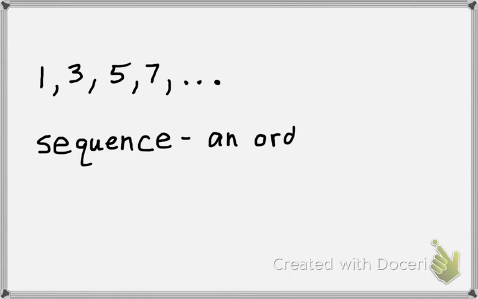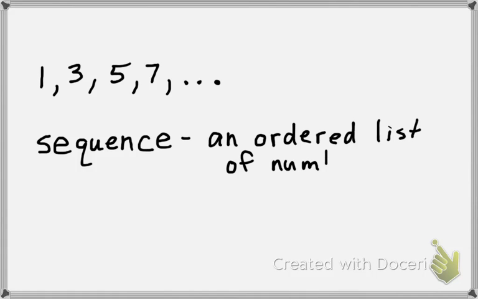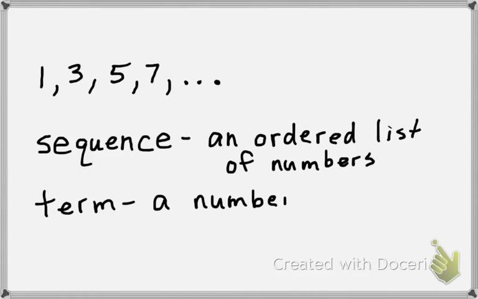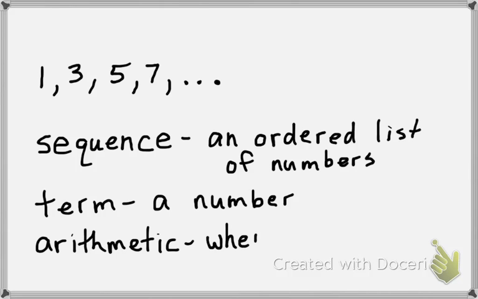Okay, so today we're going to talk about arithmetic sequences. The first thing you've got here is a couple of definitions that you need to know. A sequence is just an ordered list of numbers. It's any set of numbers that are in any specific order. A term is what you call each of the numbers. Each of the numbers is a term. The 1, the 3, the 5, the 7, those are all terms.